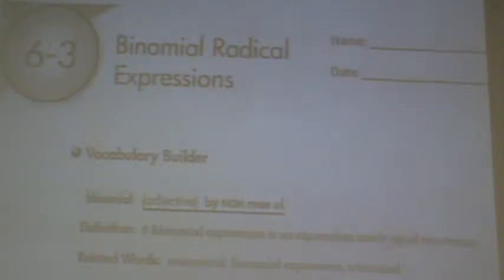3.3, we are going to add on what we've learned over the last few days about radicals. And do you guys remember what a monomial, binomial, and a trinomial is? Monomial means 1, binomial means 2, and trinomial means 3, right? So let's review.